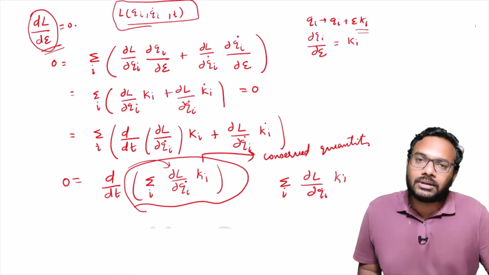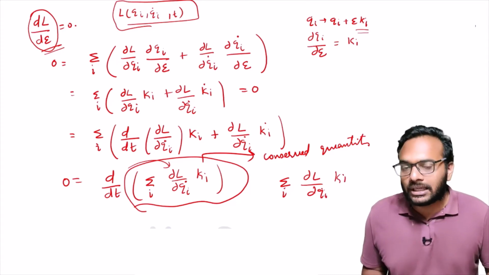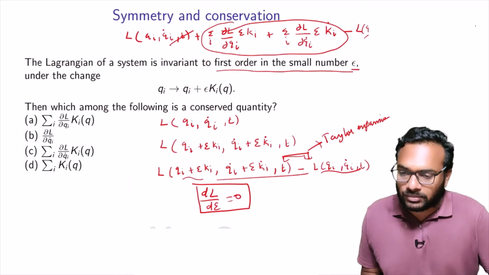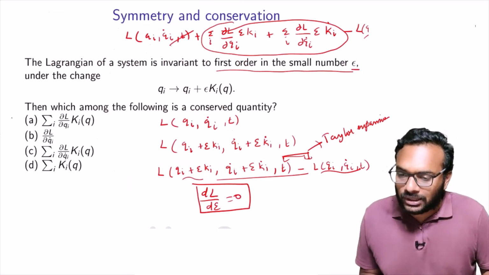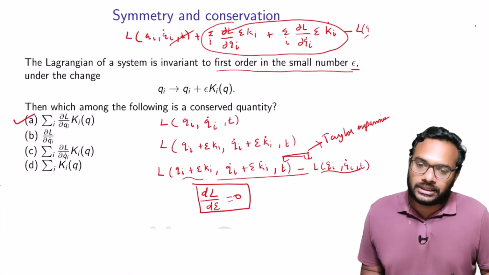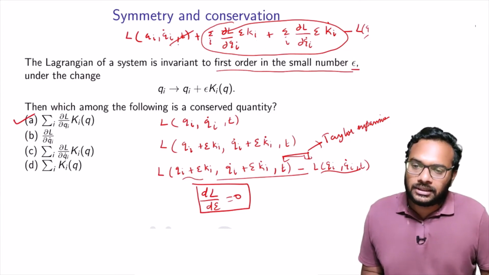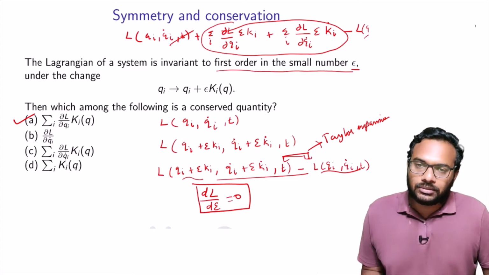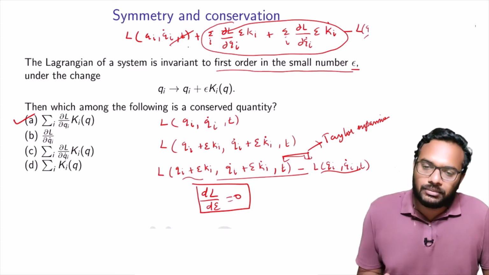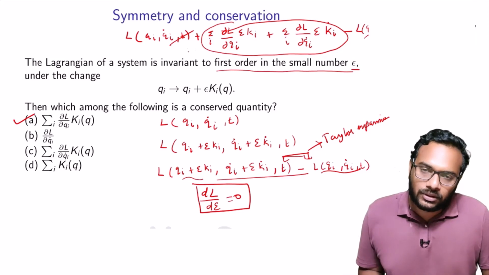We can call this a conserved momentum, but it need not have the dimensions of momentum. So this is the right answer. It's dou L by dou qi dot ki. This is the conserved quantity. As I said, you can also find it from here. It's just one more step from here. It has one or two more steps here.